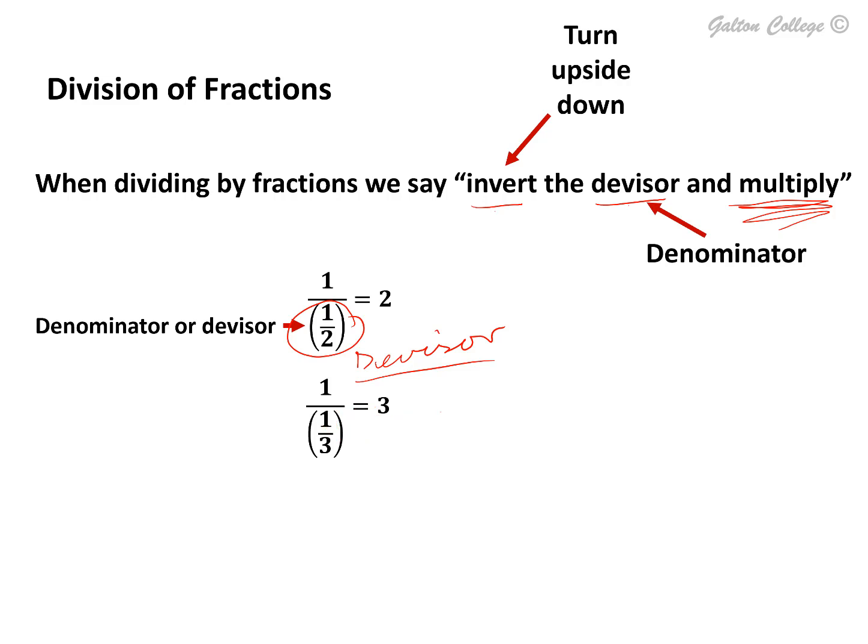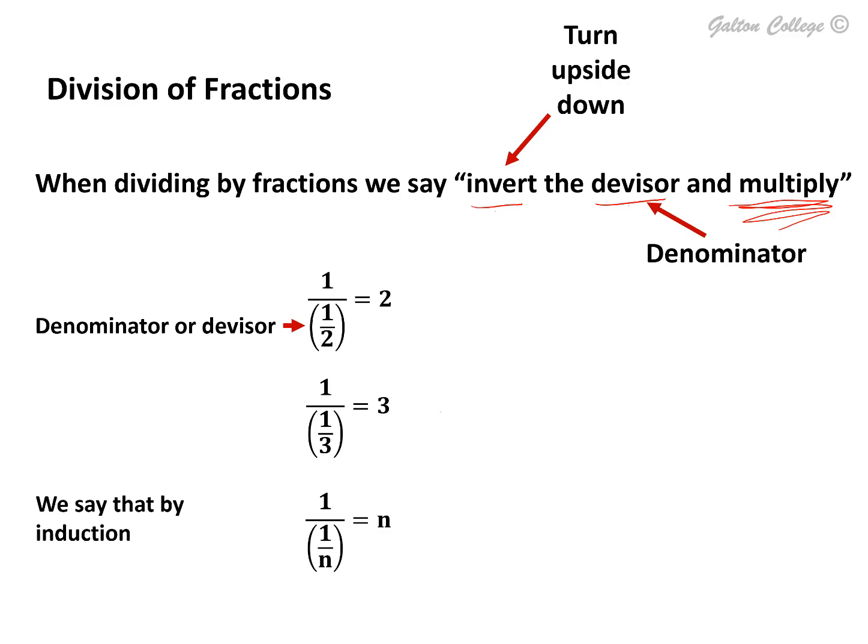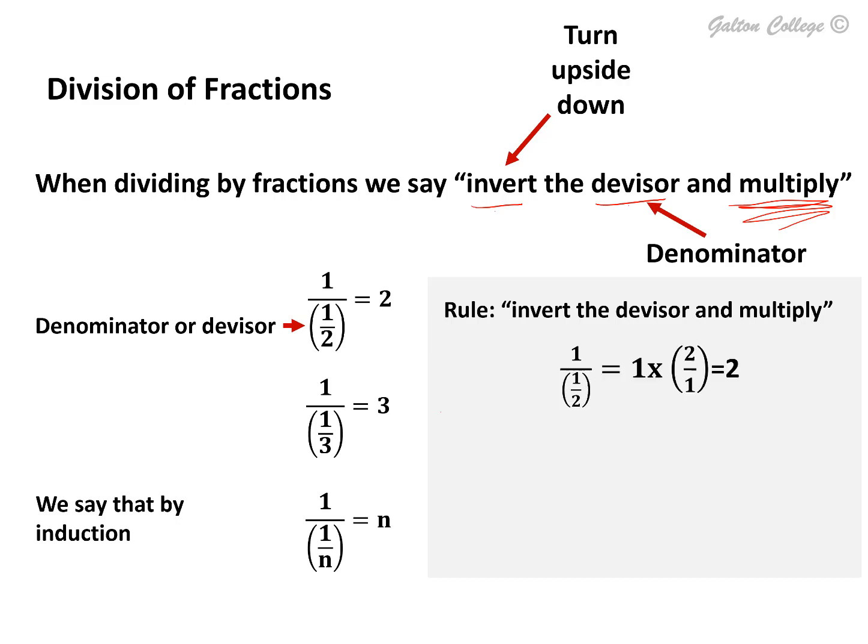So 1 over 1/3 is 3, and 1 over 1/n is n. Whatever the number n is, we'll just give it a number. That's the value of our fraction. When we divide 1 by that fraction, we get the number. The rule is invert the divisor and multiply. So remember that. When you're dividing fractions, invert the divisor and multiply. The divisor is the denominator, invert it, turn it upside down, and multiply.